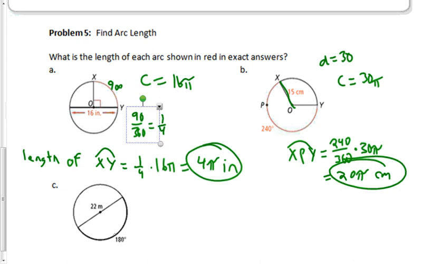All right. Looks like this one is you dealing with a whole semicircle, so it's going to be half of the circumference. So you're finding a fraction of the circumference.